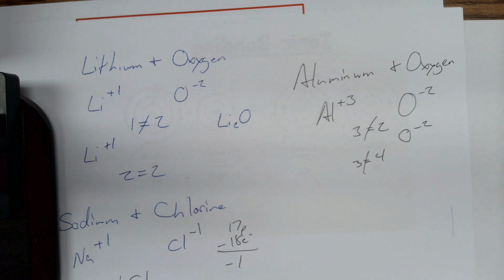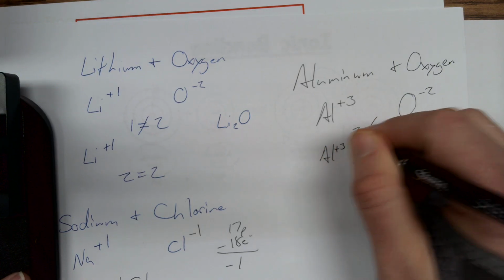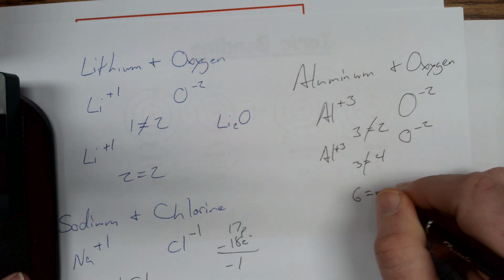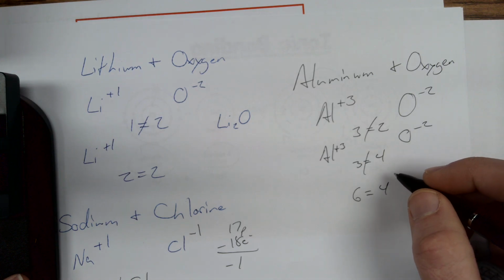What do you want to add? You want to add another aluminum? You want to add another oxygen? Sure, let's add an aluminum. Al +3. So now I have 6. Does 6 equal 4? No, right?